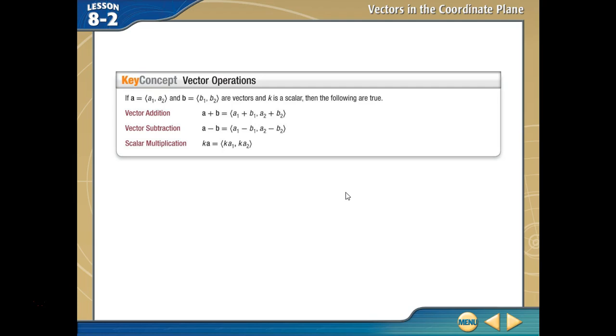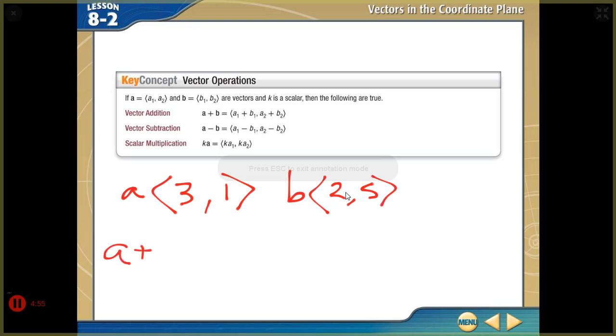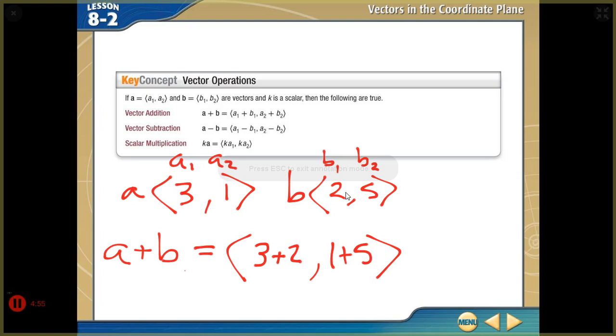So all this is looking at is, if I have vector A, so if A is (3, 1) and then B is (2, 5), and I want to add up A plus B, all I need to do is look at their components and add them together. So if I was to use the diagram from above, this is A1, A2, this is B1, B2, and to add them together, I just get 3 plus 2, and then 1 plus 5. And that'll simplify to go from there.